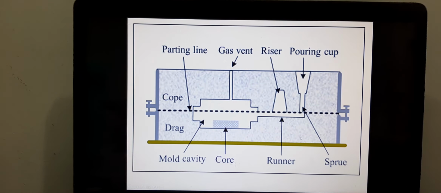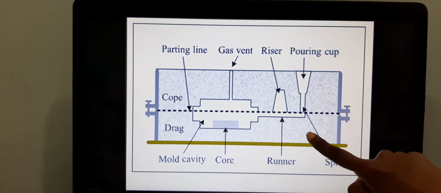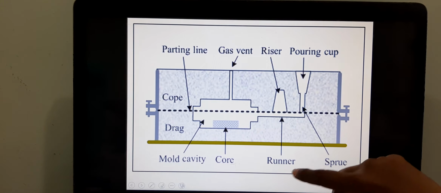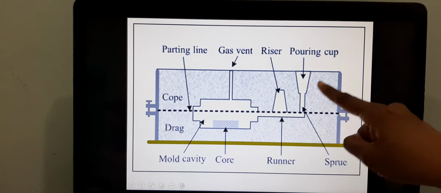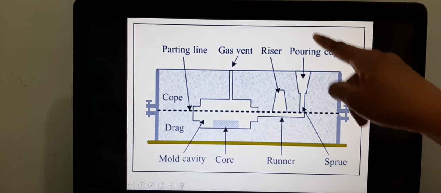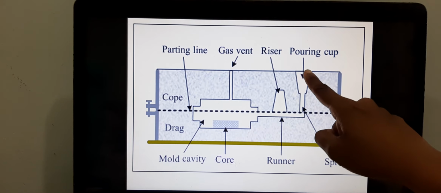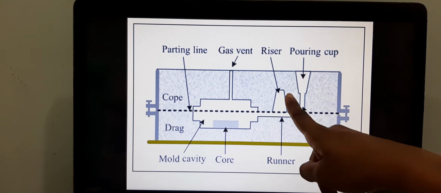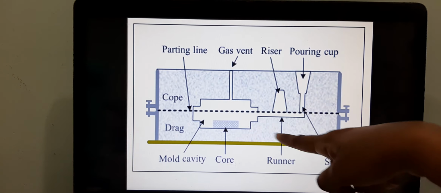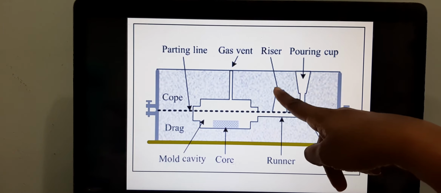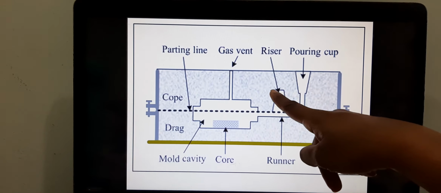Okay, so this is typically the arrangement of a removable pattern. You have your cope, this is your cope, this is your drag, and then you have your pouring cup. The pouring cup is the location where the liquid metal flows in. And then you have a riser. What's the function of the riser? The riser is to compensate for shrinkage.